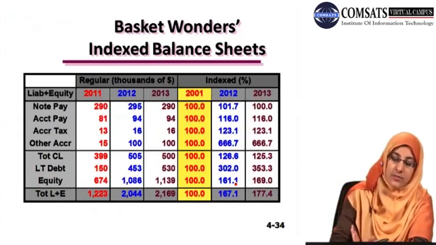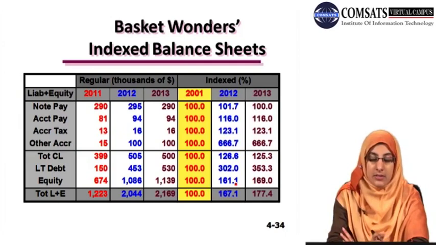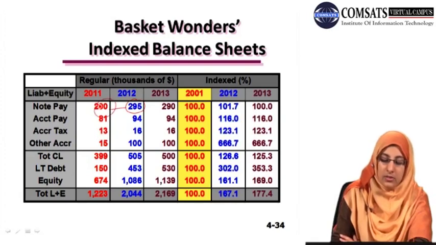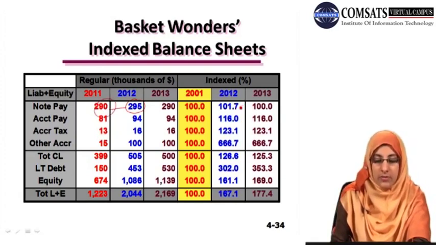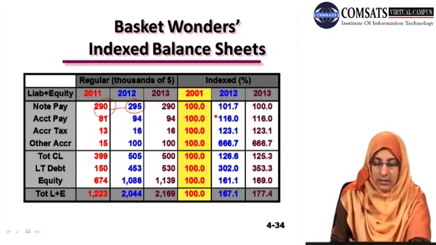If we look at the liability side of the balance sheet, we can find out that similarly 2011 is your base year. And you will be finding each and every value by dividing your current year value with your base year. 295 divided by 290, so you will be getting 101.7. If you divide 290 by 290 for 2013, that is 100. For the next it would be 94 divided by 81. Next we will have 16 divided by 13.